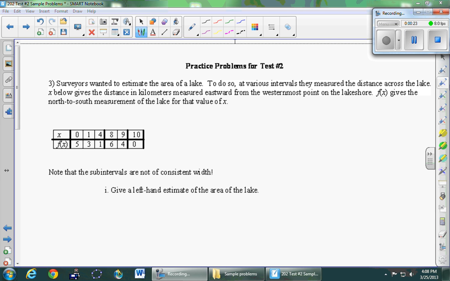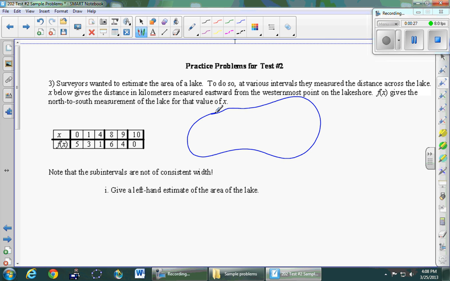So I'm going to draw a lake that probably has little bearing on reality, but just to give us a sense of what's going on here. So X is the distance measured eastward from the westernmost point. So from the westernmost point, maybe right there. And then, for example, if we go 1 kilometer eastward, then the north-south distance at that point is 3. So that's this data point right here. And so you have lots of data as this lake goes from left to right.